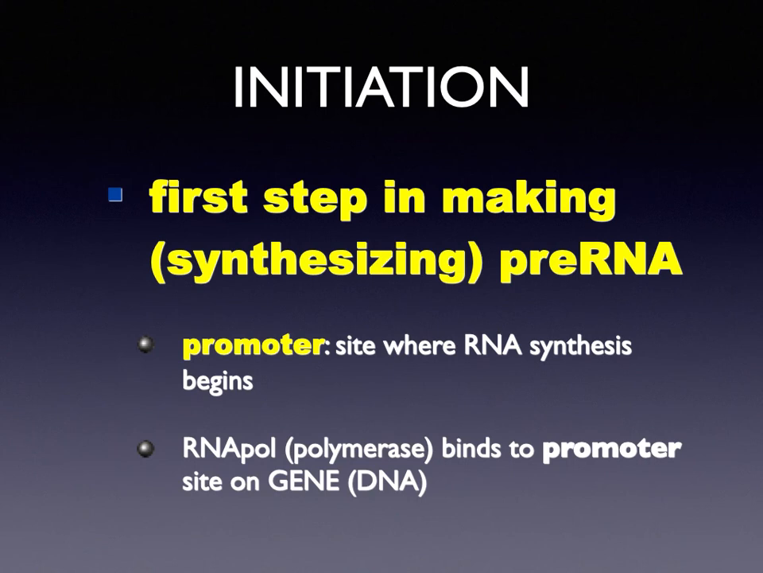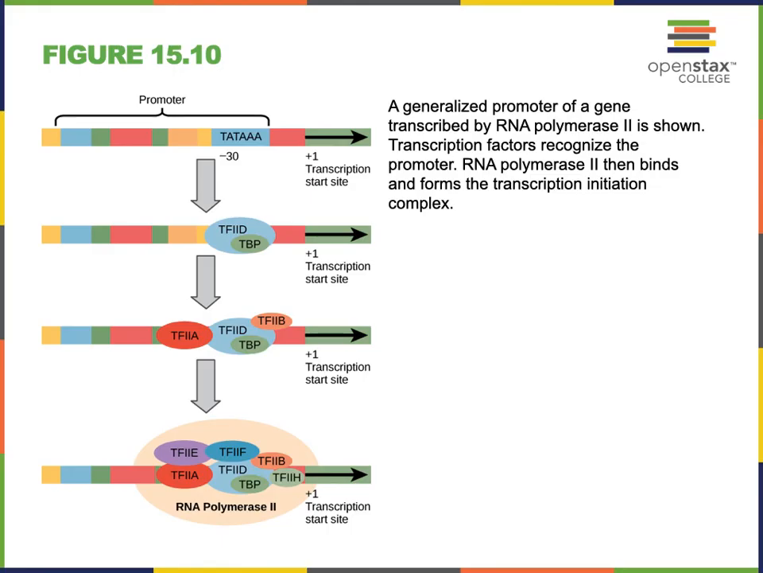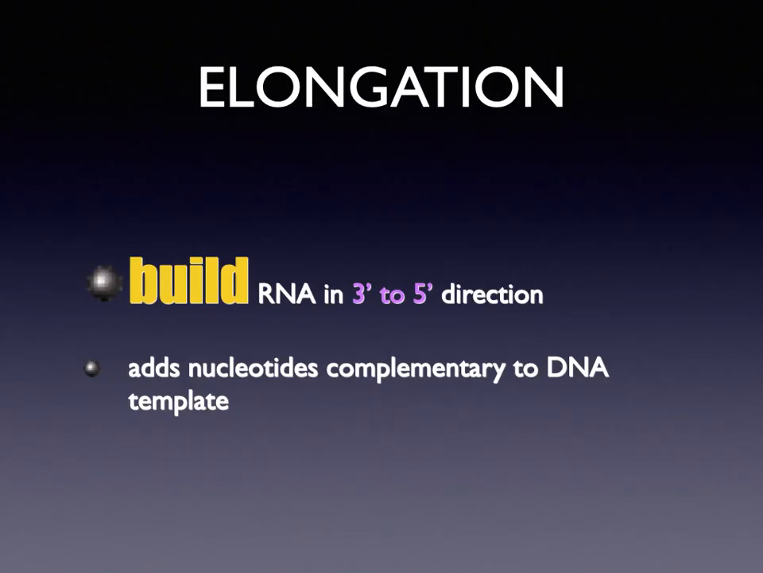The first step is initiation, and you've got to have a promoter site. And RNA polymerase is going to bind to the promoter site on the gene. There's a picture that gives you some idea of what's going on. It's more complex than we present. You just need to know that the promoter site is the area where RNA polymerase is going to bind.